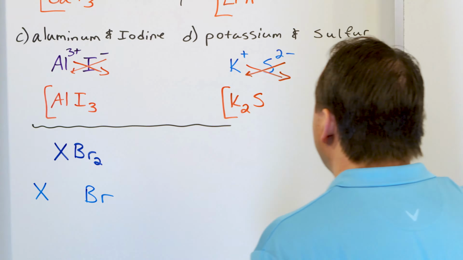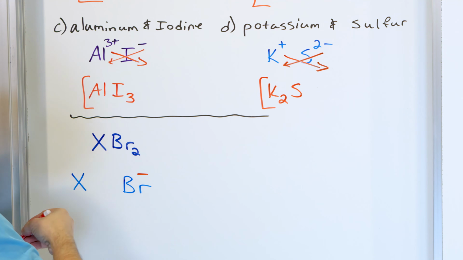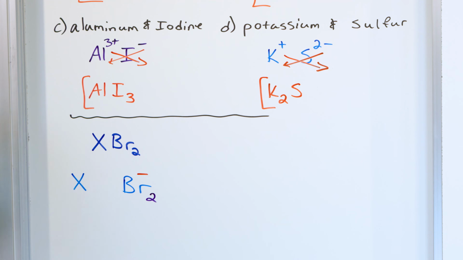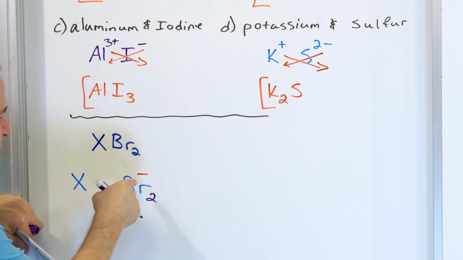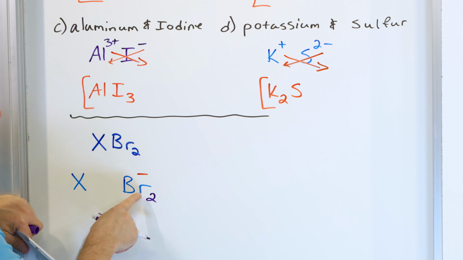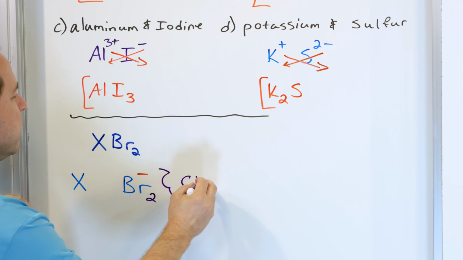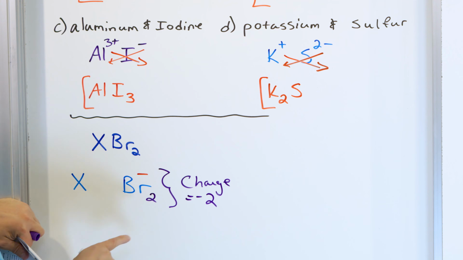So in this case, we're going to assume that bromine always has a -1 charge, but basically it's Br2 right here. So in this situation, bromine has an intrinsic charge after it gains the electron of -1, but there's 2 of them. That means that this entity right here has an overall charge of -2, because there's 2 of them here, and each of the bromines is -1.